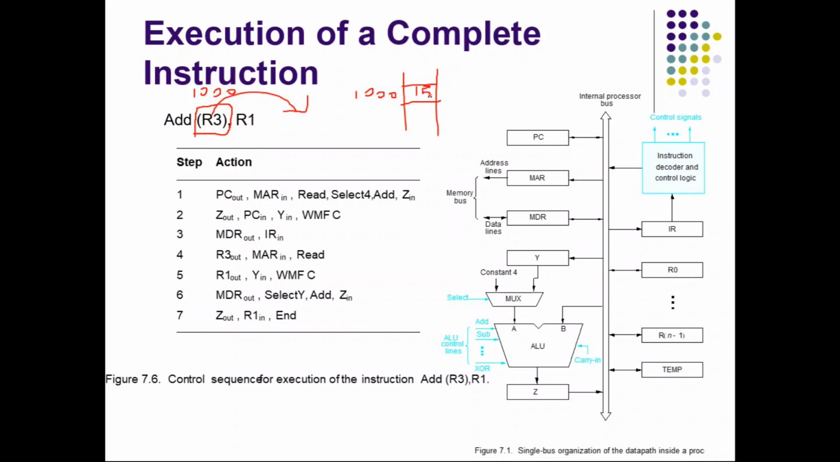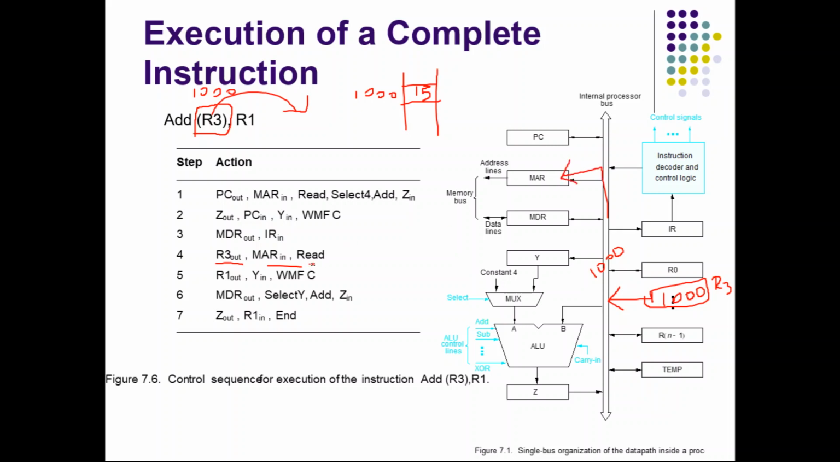So this R3 content should be moved to MAR, so we are saying R3 out, MAR in. R3 is one of the registers, and it contains this 1000, which is the address of the content 15. R3 out means it goes to the internal processor bus, so the bus will now hold 1000. Then we give MAR in, so that it will go to the memory address register.